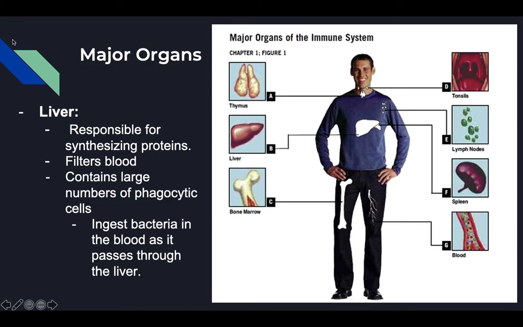Cool. The main purpose of the liver is to synthesize proteins, but it also filters blood. Because of that, it contains a large number of phagocyte cells. And remember, phagocytes, they engulf that bacteria. So those phagocytes sitting within the liver, they'll ingest the bacteria, and that helps them recognize the antigens to pass on as need be.